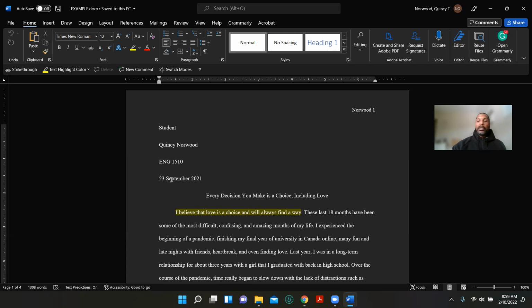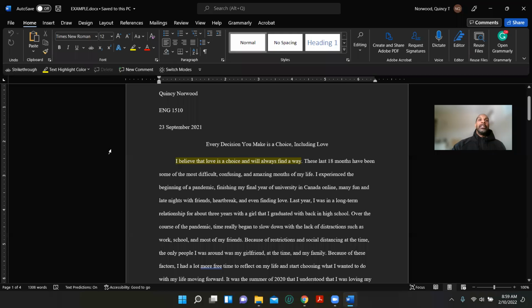Now let's have a look at this one. "I believe that love is a choice and will always find a way." You can lead with your belief statement. That's cool. Just make sure that by the time your reader gets at least to the end of your introduction, but hopefully earlier than that, your belief is clearly stated. Like this one opens with it, which is perfectly fine. So now we know what this essay is going to be about.